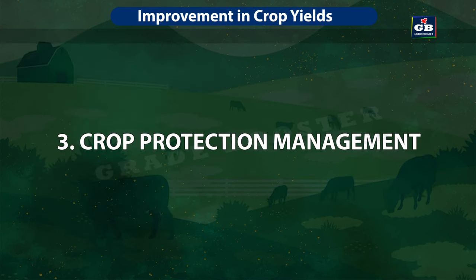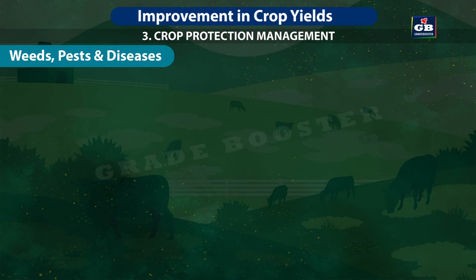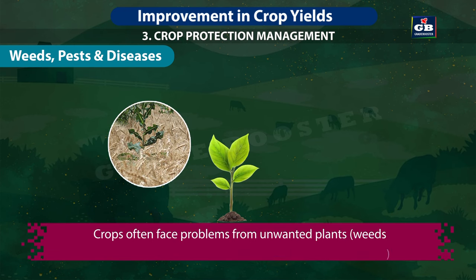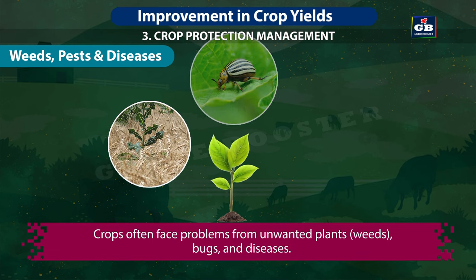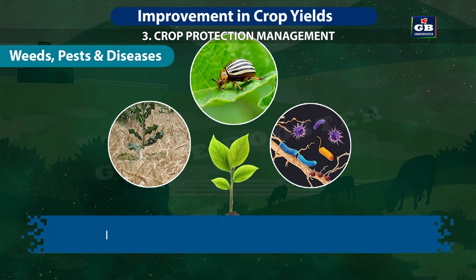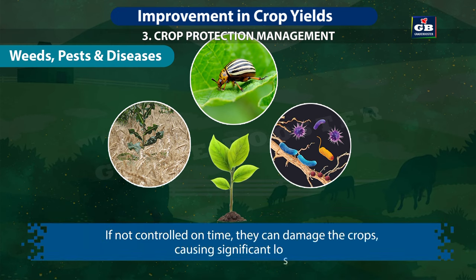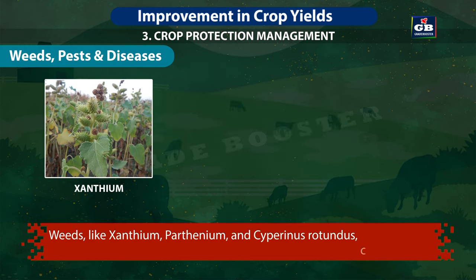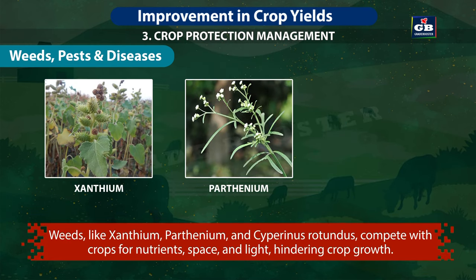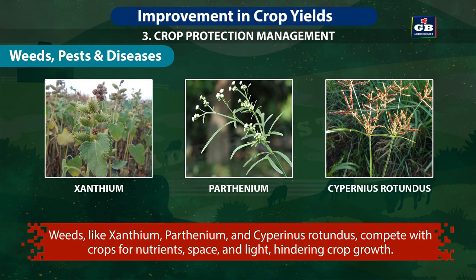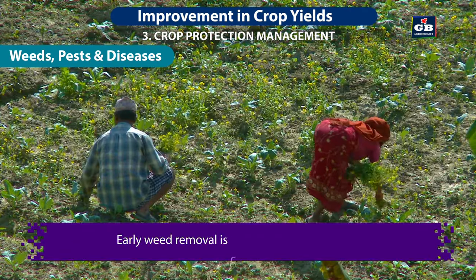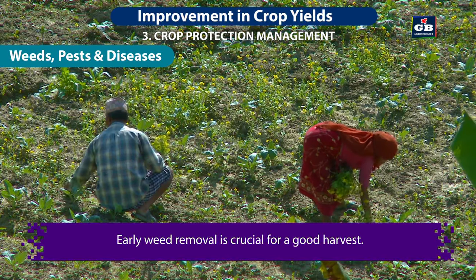Crop protection management. Weeds, pests, and diseases. Crops often face problems from unwanted plants, which are called weeds, and bugs and diseases. If not controlled on time, they can damage the crops, causing significant losses. Weeds like Xanthium, Parthenium, and Cyperus rotundus compete with crops for nutrients, space, and light and hinder the crop growth. Early weed removal is crucial for a good harvest.